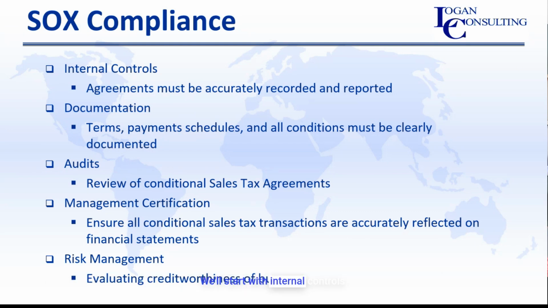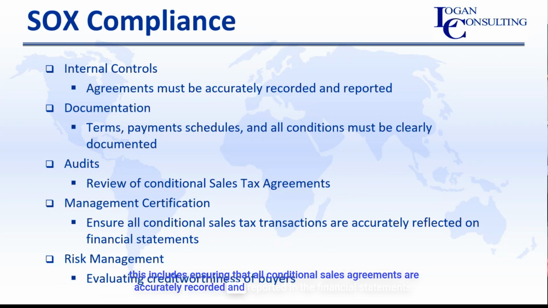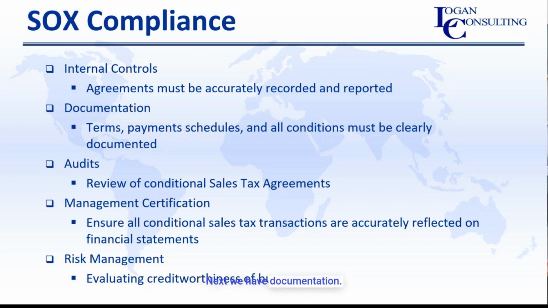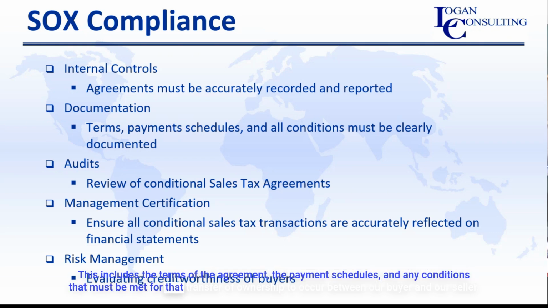So we'll start with internal controls. Companies must establish and maintain effective internal controls over their financial reporting. This includes ensuring that all conditional sales agreements are accurately recorded and reported in the financial statements. Next, we have documentation. Detailed documentation of all conditional sales tax agreements is crucial. This includes the terms of the agreement, the payment schedules, and any conditions that must be met for that transfer of ownership to occur between our buyer and our seller.